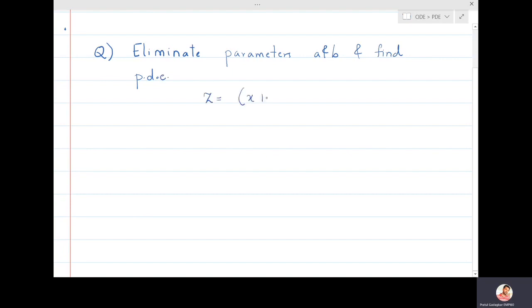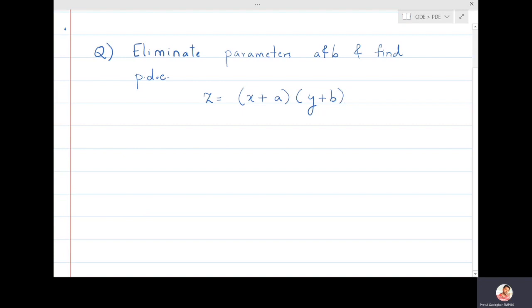Okay, so in this next section, we are going to learn how to eliminate the parameters in a given equation of a surface. So let me just write a question here. Eliminate parameters a and b and find the partial differential equation. So the surface given to us is z equal to (x plus a) into (y plus b), where a and b are parameters.